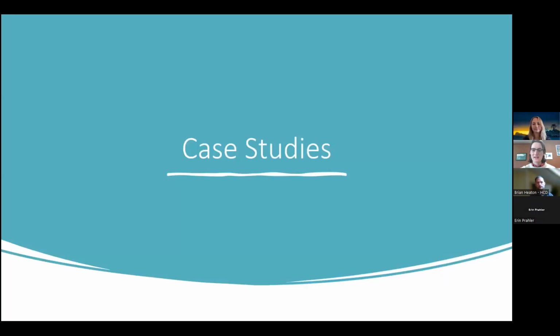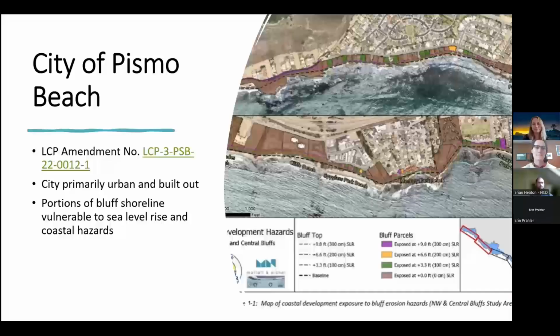So now that we've talked about how SB 9 applies in the coastal zone, let's look at some case studies so you can see examples of how some local governments have harmonized SB 9 and the Coastal Act in their LCPs. Next slide, please. At the March hearing this year, the Commission certified an amendment to the City of Pismo Beach's implementation plan, or their IP, to add SB 9 regulations.